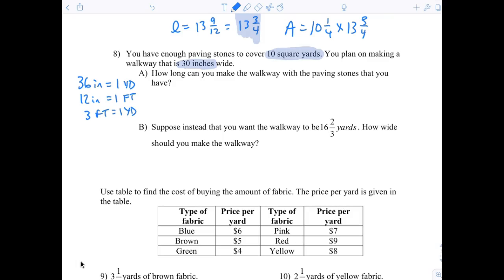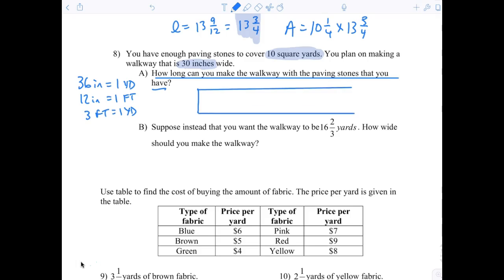All right, so here we go. It says, how long can you make the walkway with the paving stones that you have? Well, listen to me very carefully. So I'm going to make a walkway. Guys, look right here. Here's the walkway that I'm making. Kind of like a sidewalk. Is everybody with me? And I'm trying to figure out how long I can make it. I know I have an area of 10 square yards.